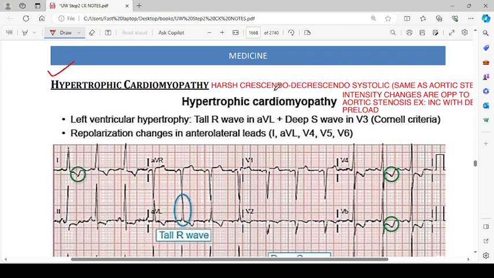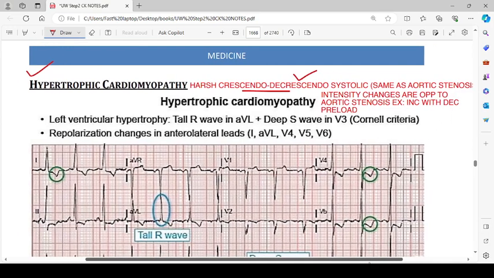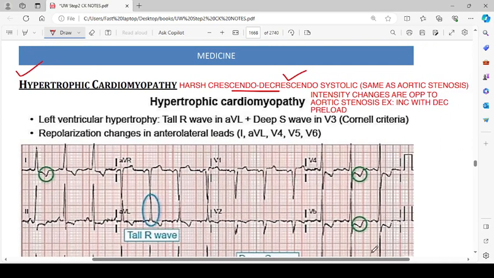Moving forward, we have hypertrophic cardiomyopathy. It is going to produce a harsh crescendo decrescendo systolic murmur, which is the same as the murmur of aortic stenosis, but the differentiating point is the maneuvers. There are certain maneuvers which increase the aortic stenosis murmur but decrease the hypertrophic cardiomyopathy murmur. Intensity changes are opposite to aortic stenosis. For example, for hypertrophic cardiomyopathy, the murmur will increase if we decrease the preload, and the reverse is true for aortic stenosis.